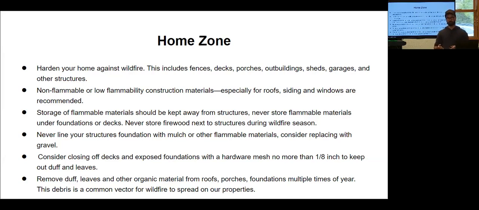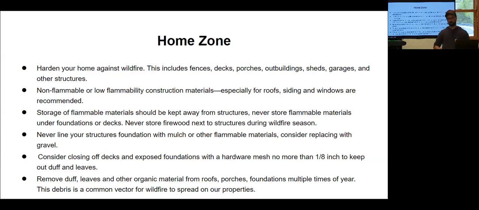Additionally, a lot of folks like to store lumber and different materials under exposed foundations. That's the same kind of big hazard that I see. You really shouldn't be storing flammable material next to, under, or adjacent to your structures. You want to keep that stuff as far away as possible from your homes.